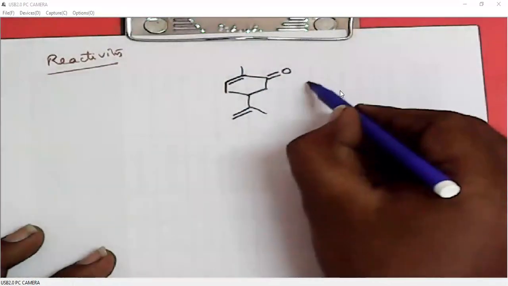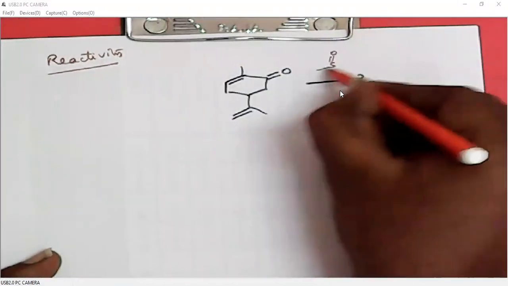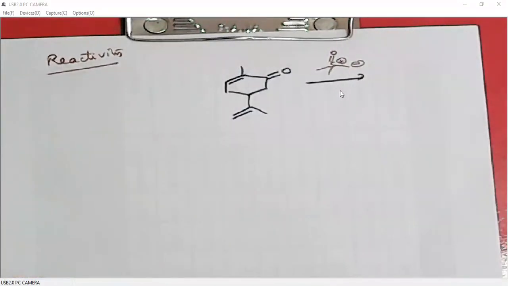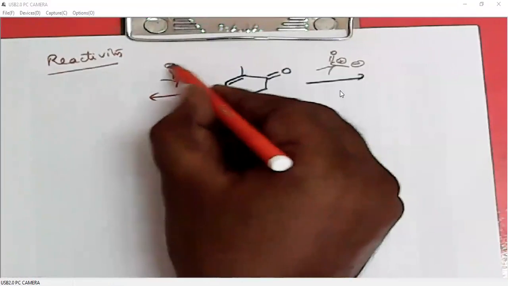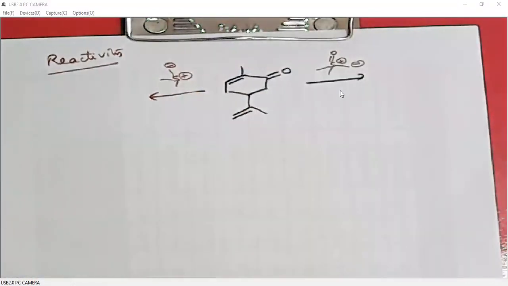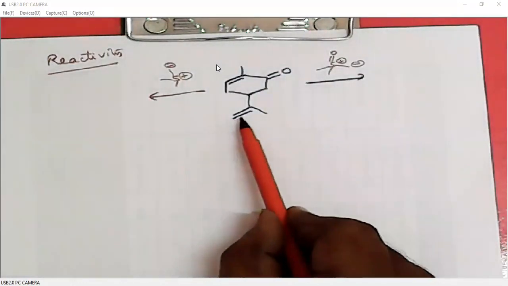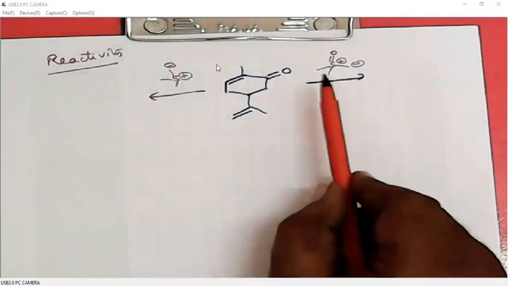When we treat this with dimethyl oxosulfonium methylide, and when we treat this with dimethyl sulfonium methylide, how will they react with this alpha beta unsaturated double bond? These two reagents will not interact with an isolated double bond, but I'll tell you one by one.